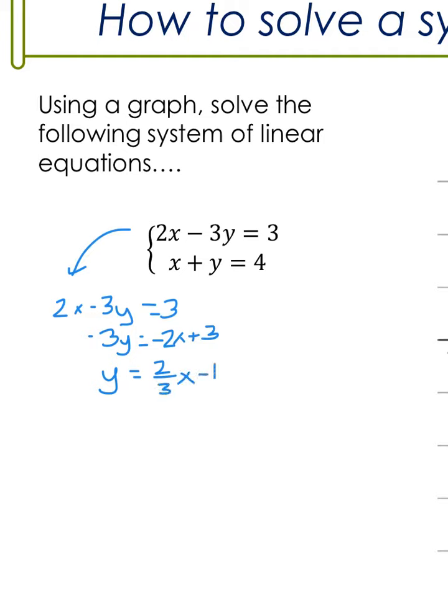And -1. So our slope here is 2/3, or rise of 2, run of 3. And our y-intercept is -1.